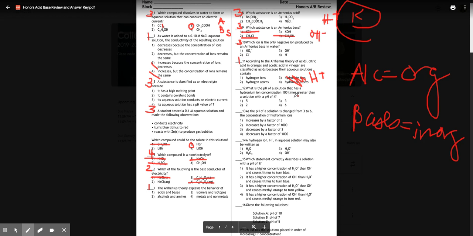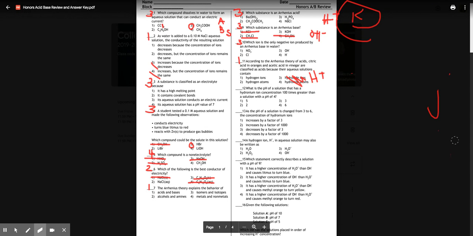It's an ion. What is the pH of a solution that has a hydronium ion concentration 100 times greater than a solution with a pH of 4? Okay, so let's go back. There's a couple things going on here. Hydronium is water and an H+, or a proton. So this means acid. So this means you want a stronger acid.